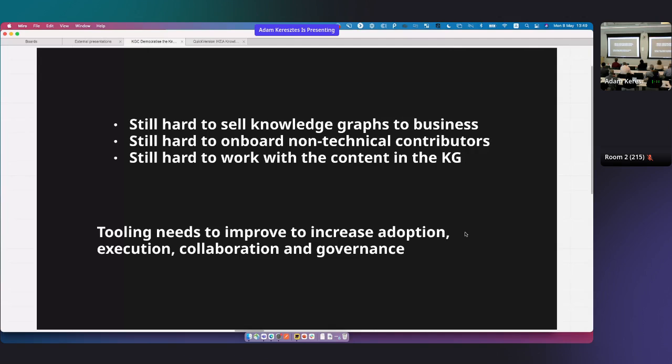It's still hard to work with the content. We can work with it, but there are many workarounds for us to actually have the contributors editing stuff, adding semantics. So tooling needs to improve to increase adoption, execution, collaboration, and governance. This is essentially what we're going to deep dive into today. Especially if we want to have full understanding of what knowledge graphs are, have experts contributing to it, we need to step up our game a little bit when it comes to tooling.